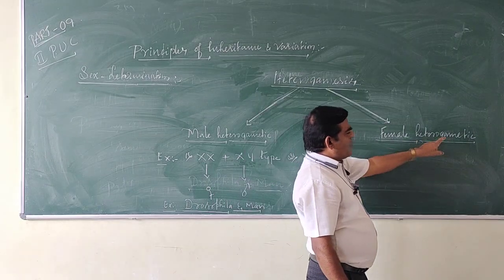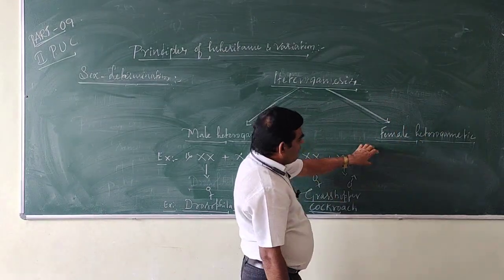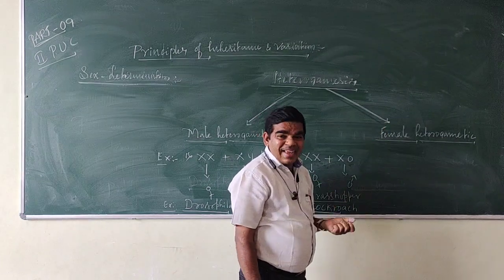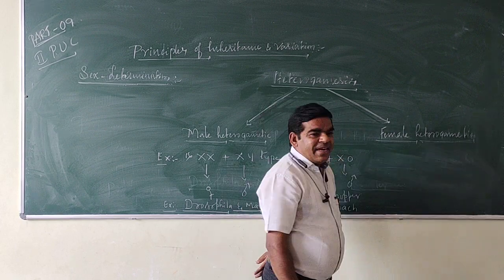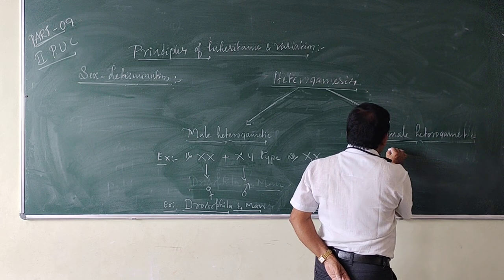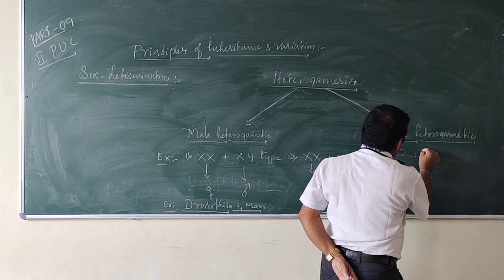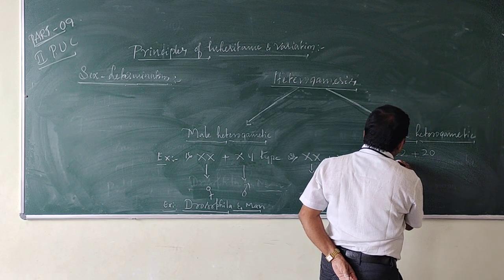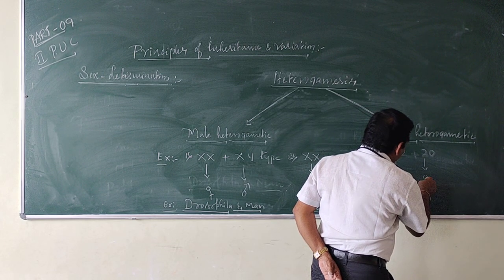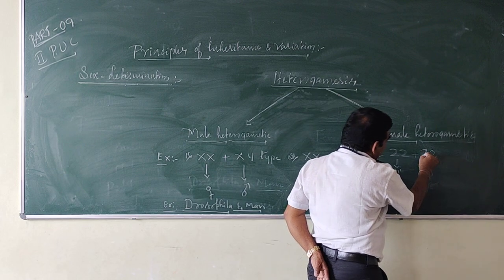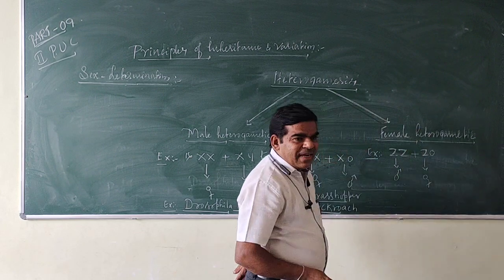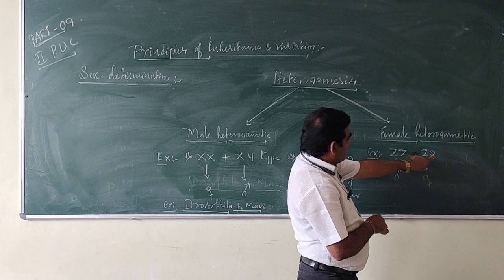Here female heterogametic. In some animals, females produce different gametes. It's called female heterogametic. So for example, ZZ plus ZO type. This is male, this is female. Females are heterogametic. They produce different gametes, Z and O.